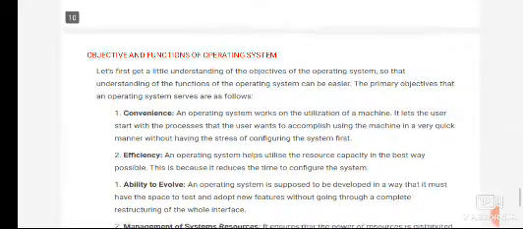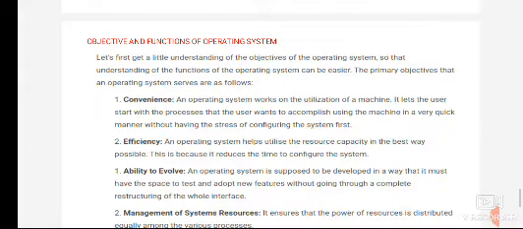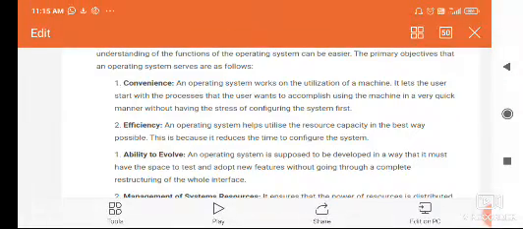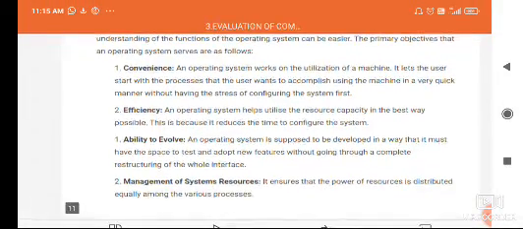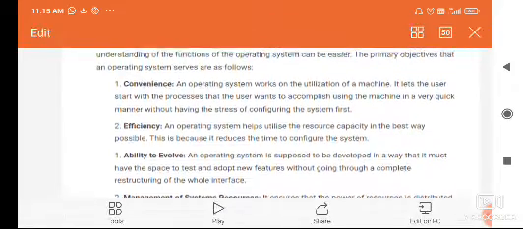The next topic is objectives and functions of operating systems. Understanding the functions of the operating system can make it easier to see the primary objectives that an operating system serves. First one is convenience. The second one is efficiency. Third one is ability to evolve. The next one is management of system resources.